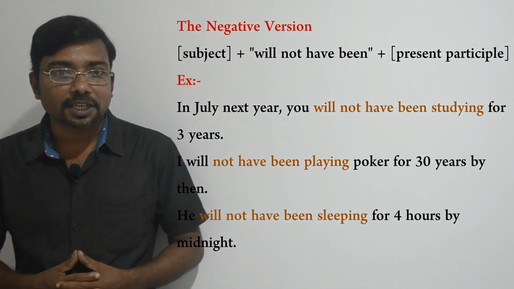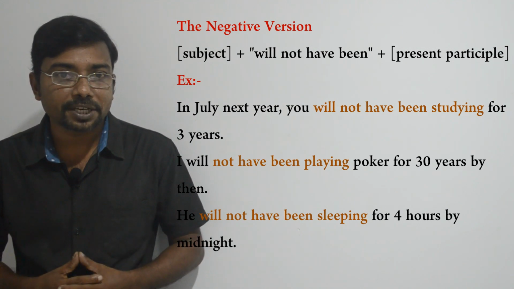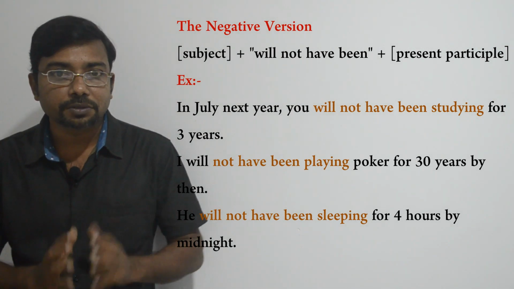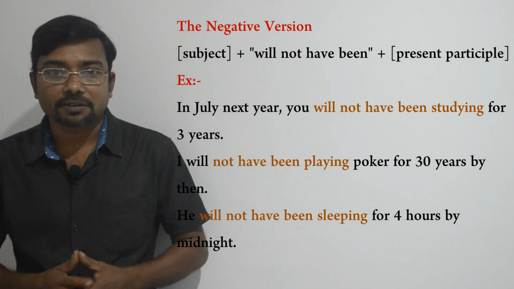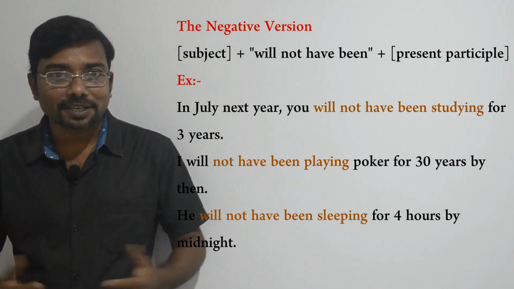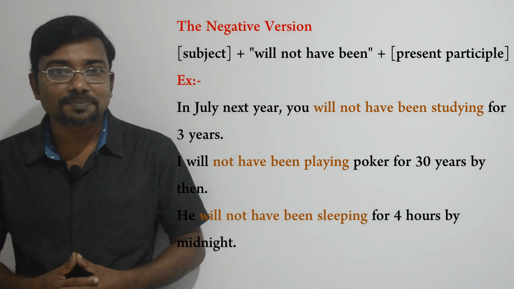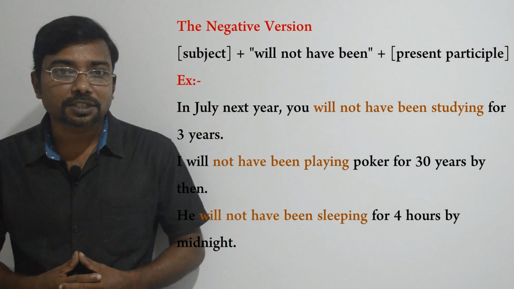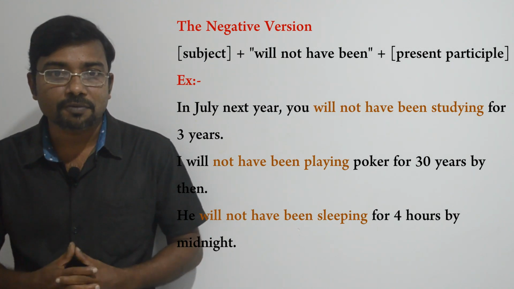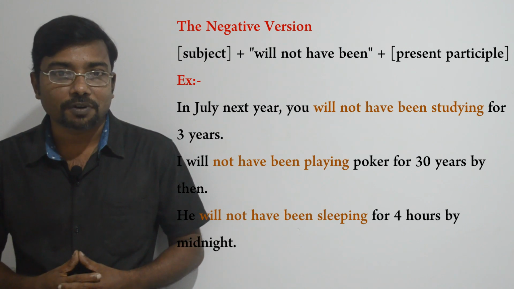Okay, look at the last one. He will not have been sleeping for 4 hours by midnight. Here also, same thing, we use not between the auxiliary verb will and have to indicate a negative statement. Okay, remember when you are going to make a negative statement with the future perfect continuous tense, we can use not between the auxiliary verb will and have. Will not have been plus the verb ing form.